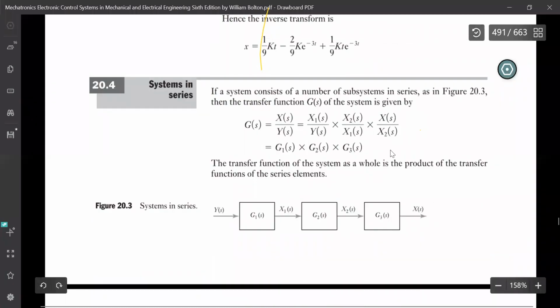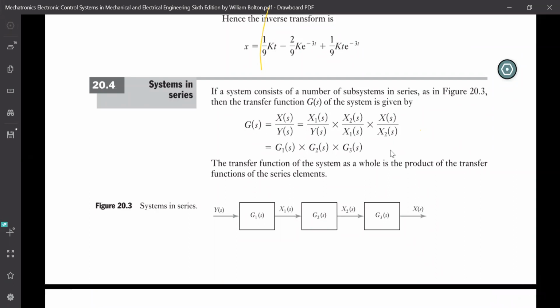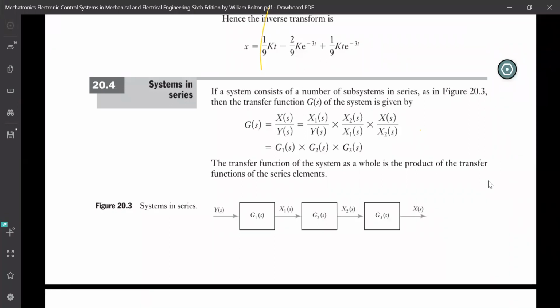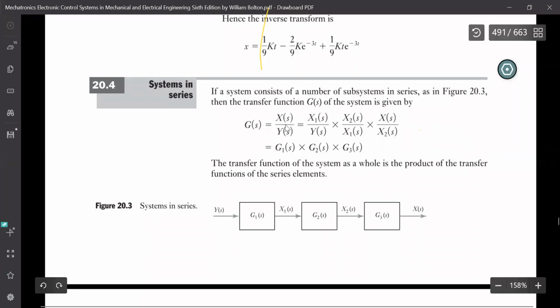Okay. The next article in your syllabus: if a system consists of a number of subsystems in series as in the figure, then the transfer function of the system is given by the following. Now in series, you get some final output and Y(s) is the initial input, and in between the final and initial, say there are three systems working in series. Then by following the chain rule, you can replace it by X1 by Y into X2 by X1 into X by X2.